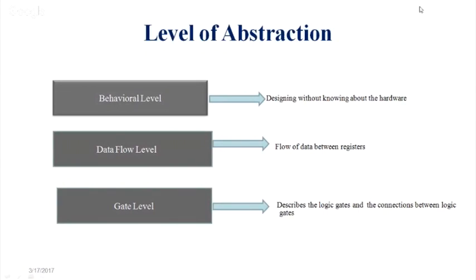Basically, level of abstraction. There are three levels of programming method. We can say there is the behavior level, there is the data flow level, and there is the gate level. In the gate level, we only design our combinational logic designs. In data flow, we write our program in the form of data. Okay. In the behavior level, it is like a C-like language. Okay.